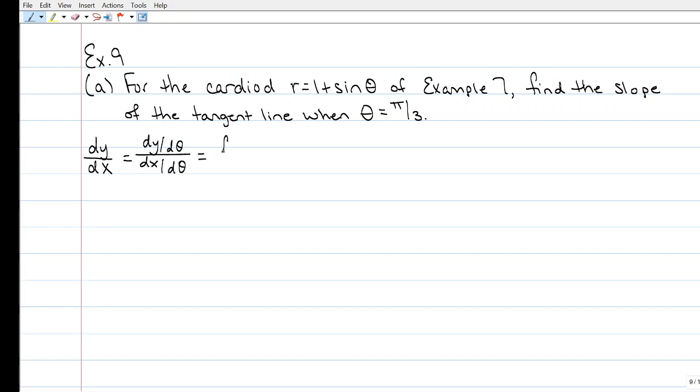which is equal to f prime of theta times sine theta plus r cosine theta, divided by f prime of theta cosine theta minus r sine theta. So remember that f of theta is equal to r.